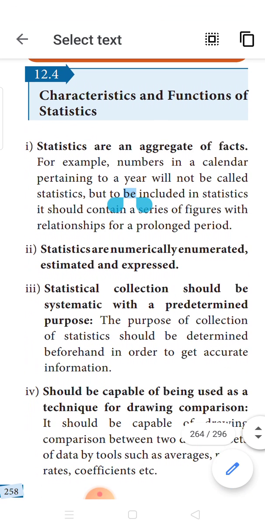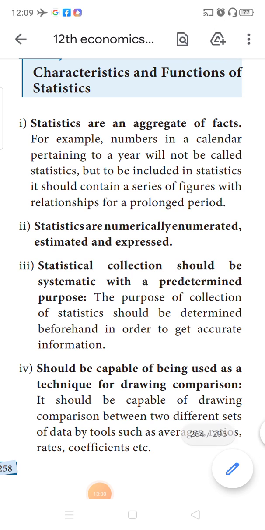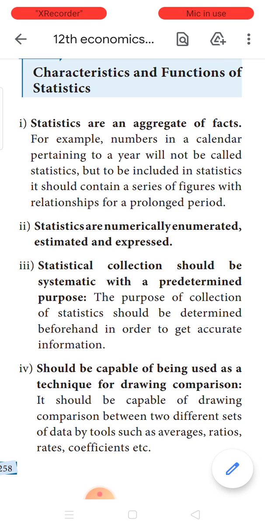Next are the characteristics and functions of statistics. When we look into the characteristics of statistics, first thing is statistics are aggregates of facts. Aggregates means what? Summation of. When you put together all the relevant facts that are needed, that is statistics. For example, counting the number of people, that is statistics. After counting, we organize the data based on male, female and transgender. Then under the male, we present the data with age category: children, adults and old age people.